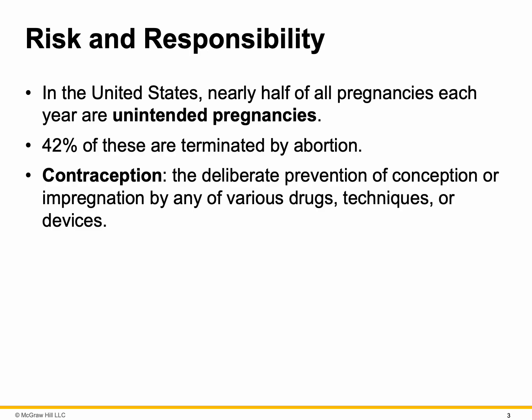As you know, this chapter focuses on contraception and abortion. To set the stage for available methods, we first want to understand the context in which these methods are used, including the risks and responsibilities of unwanted pregnancy. In the United States, nearly half of all pregnancies each year are unintended pregnancies. That is, pregnancies that were either mistimed or unplanned or both. And about 42% of these are terminated by abortion.